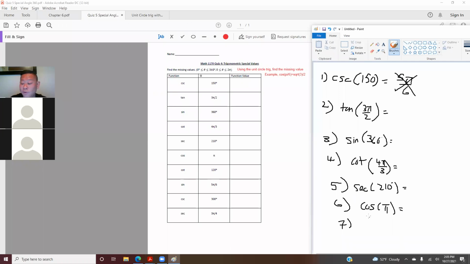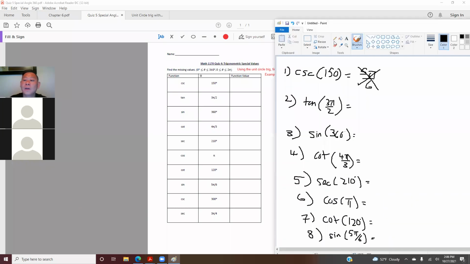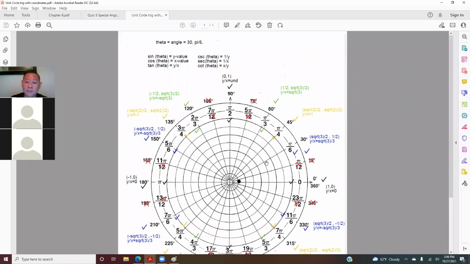Anyone want to try the first one? This is in your third test. I'll leave the last two for you guys. So anyone know what to do with cosecant 150 degrees? You have to use your unit trig circle here.